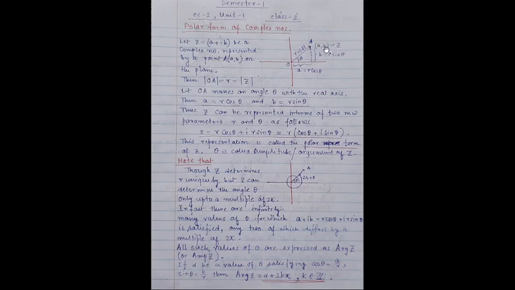Now in the polar representation we will replace these parameters by some other two parameters. That's the conversion from Cartesian form to polar form. Okay, let's do it first.